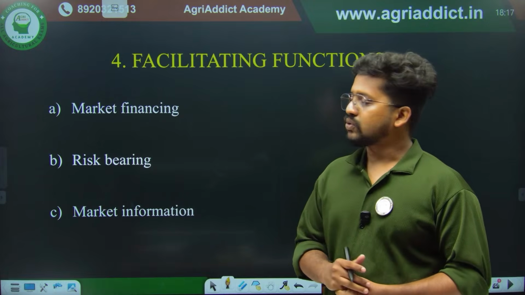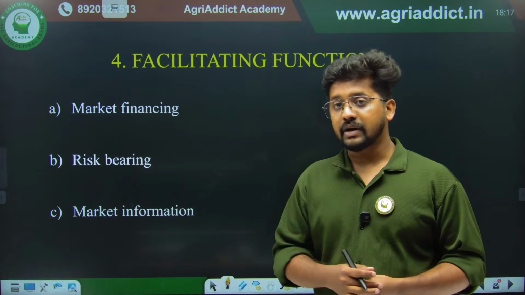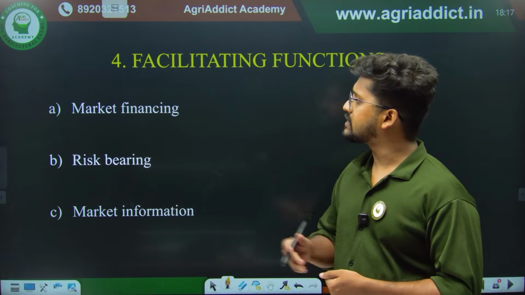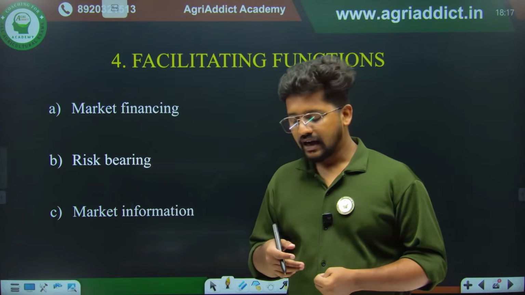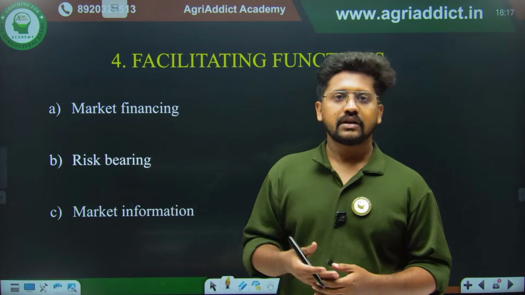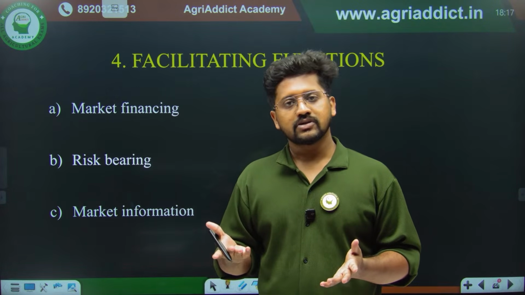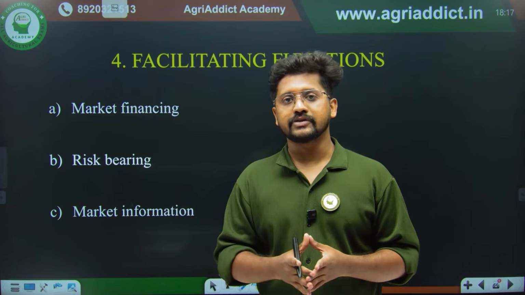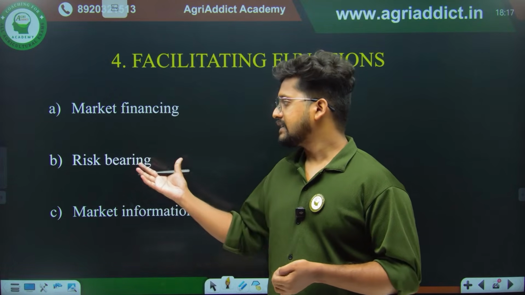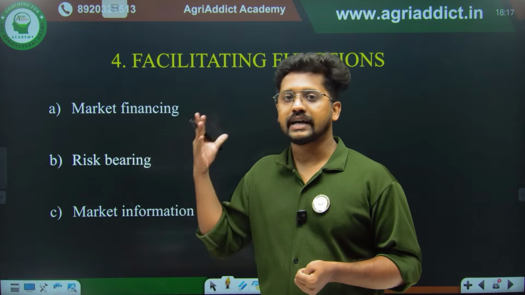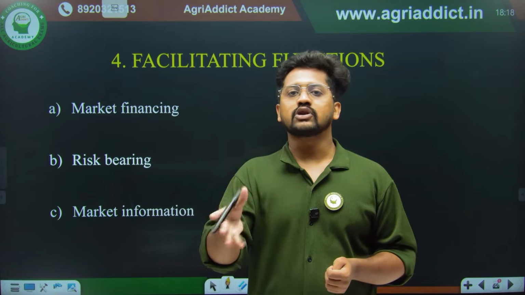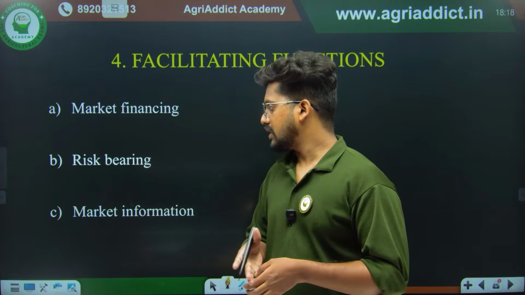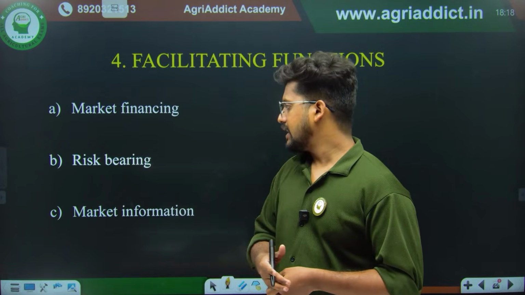In order to increase the efficiency of marketing, there are different marketing functions. The first one is market financing. After the produce is harvested, the farmer will not have money, so some additional credit has to be given for marketing of the produce. That is market financing. Then there is risk bearing, which includes insurance of the product, and if some natural calamity happens, some additional things have to be done. That is risk bearing.